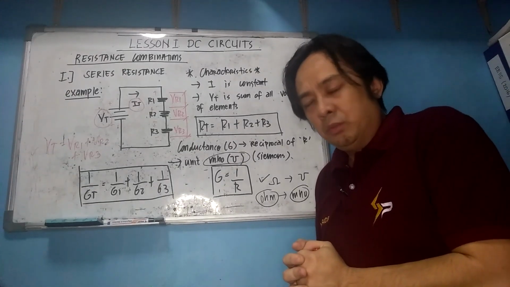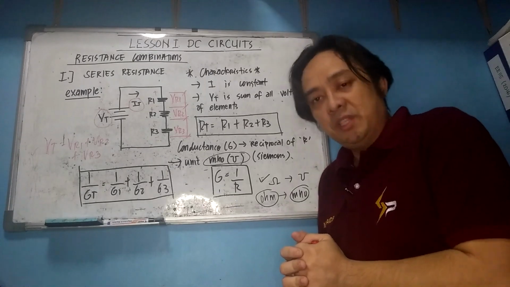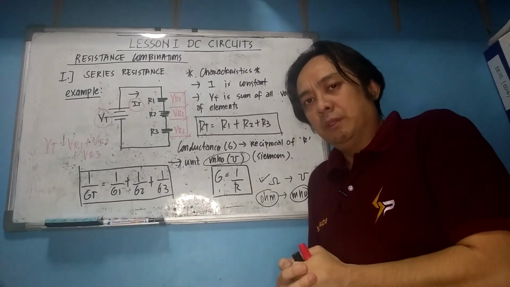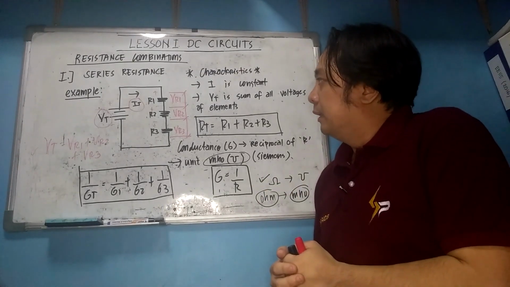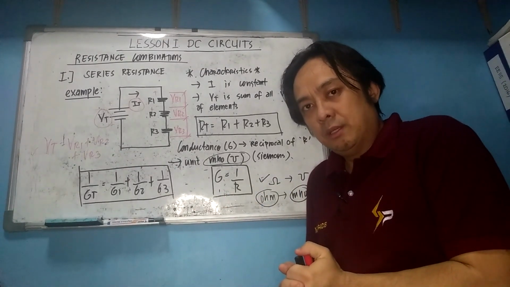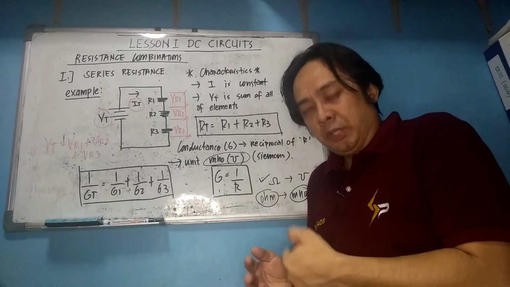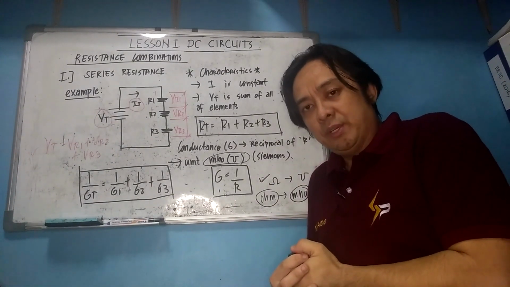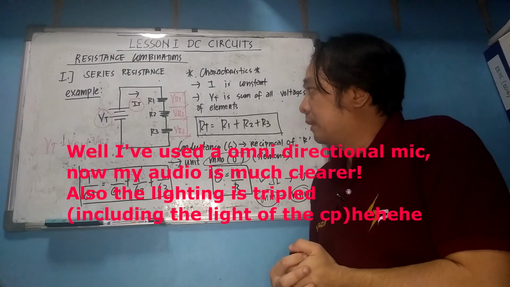Hello, good day to all of you. Now we will discuss resistance combinations. You have two types of combinations in terms of resistances. The resistance can be connected in series or in parallel, or you can combine together both worlds. Now we will discuss first the series resistance.